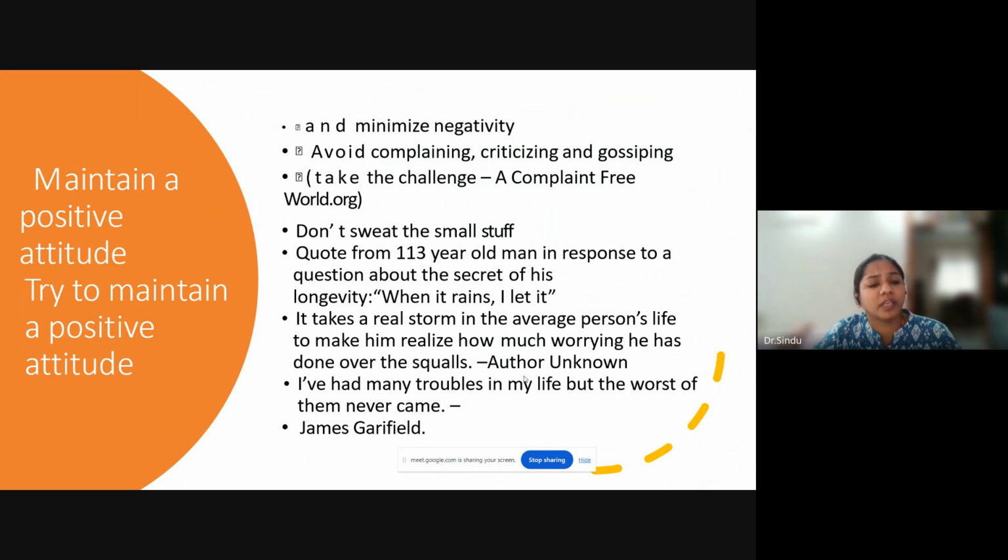You have many problems in your life, but the worst of them never came. So that is called self-hypnotizing yourself. You have many problems in your life, but the worst of them never came. So don't think much about your future. Live in the present moment so that the stress levels will be reduced when you are maintaining a positive attitude.